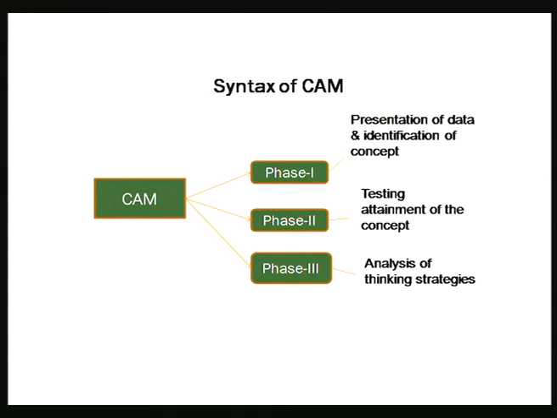When we come to phase 3, that is analysis of thinking strategies, students describe their thoughts. Students discuss the role of hypotheses and attributes. Students discuss the type and number of hypotheses. This is about the syntax of the concept attainment model.